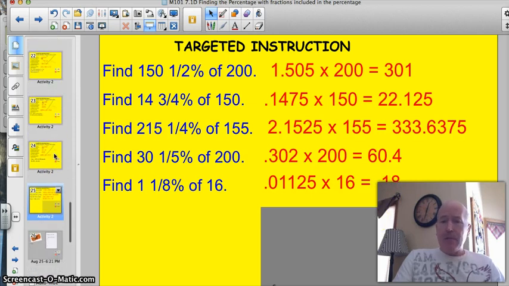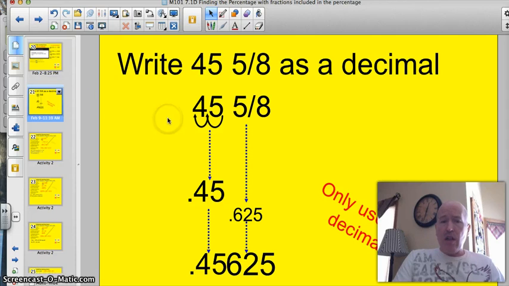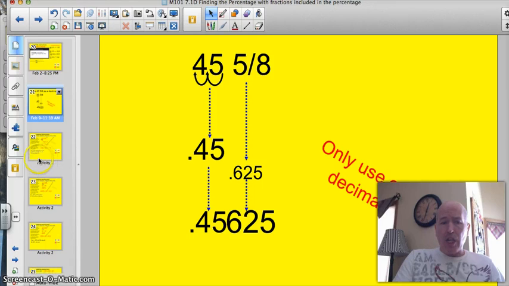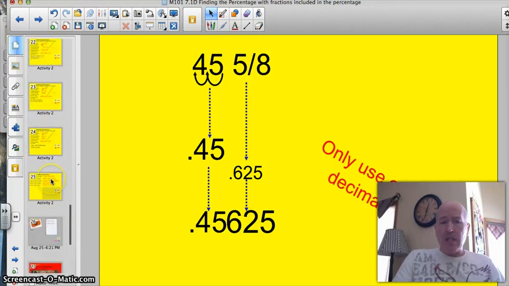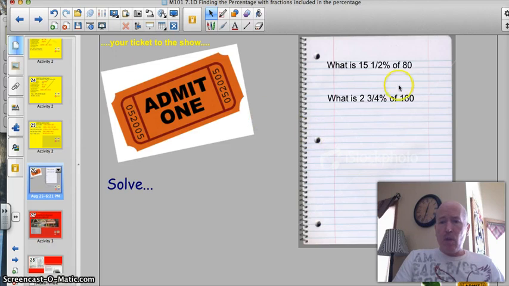All right. I think you might need to watch that video a second time, especially this original slide here as I changed this percentage with a decimal into a fraction. I think with just a little practice, especially using common fractions like I tried to use throughout the slides, that'll help. Okay, here's your ticket to the show. What is 15 and 1/2% of 80, and what is 2 and 3/4% of 160?